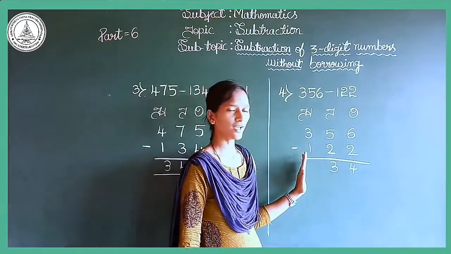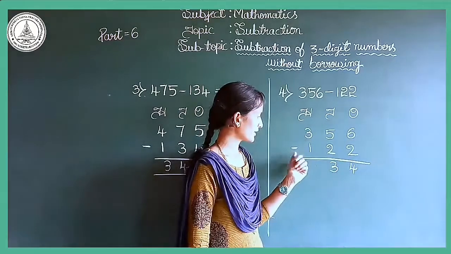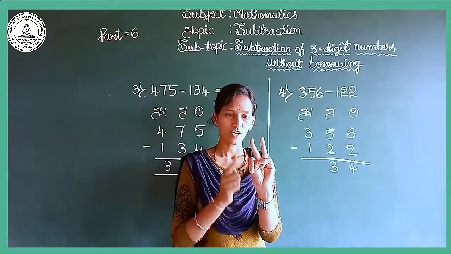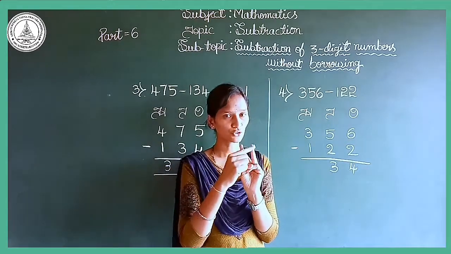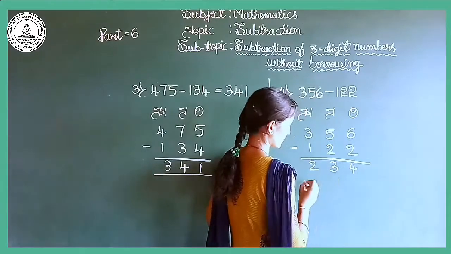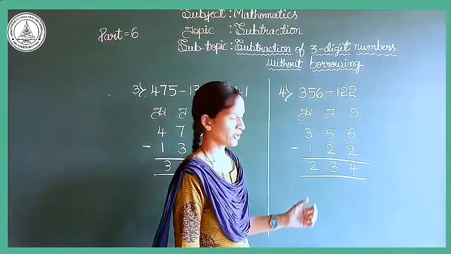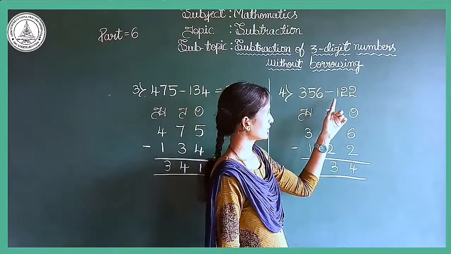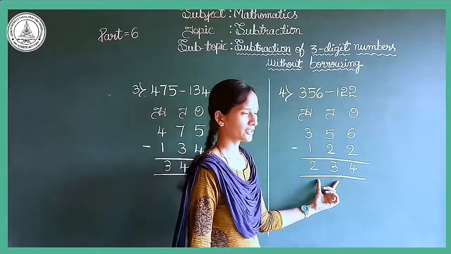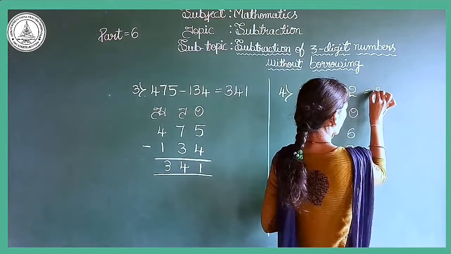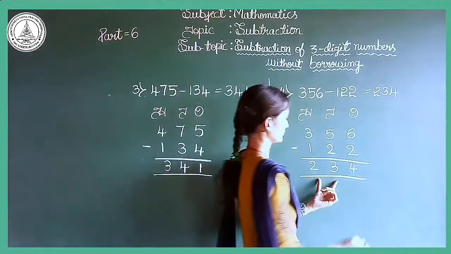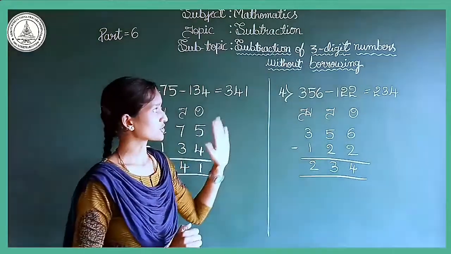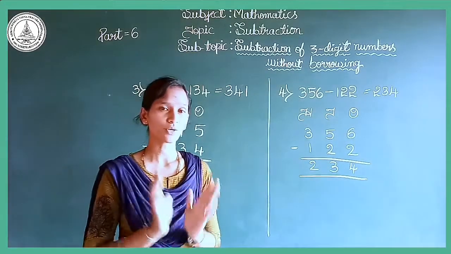So come to the last column, that is hundreds. 3 minus 1. See here are 3 fingers. Minus 1. How many fingers are left here? 1, 2. Write down here 2. So what is our difference? 234. 356 minus 122 is equal to 234. Right? So this is about the subtraction of 3-digit numbers without borrowing.